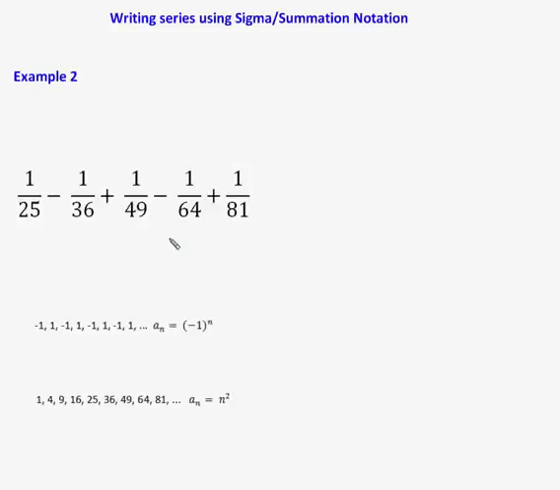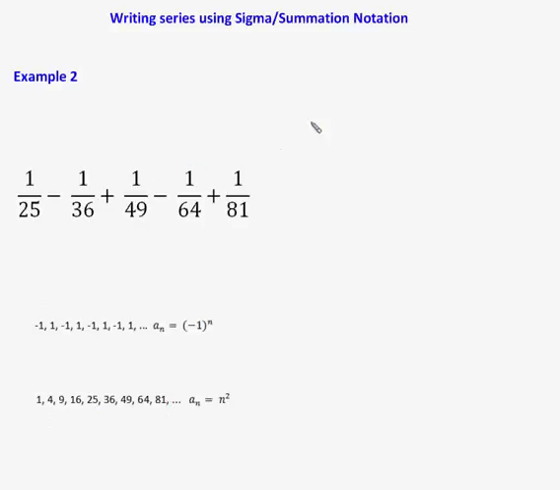Let's do another example. Notice in this example all my numerators are 1, but it alternates in sign. Positive, negative, positive, negative, positive. Well, we have a sequence for which we wrote an explicit formula that alternated in sign. The one we had shown in this video starts at negative 1, not positive 1. So we were going to have to adjust our formula accordingly. Also, my denominator is perfect squared numbers, but it does not start with the first perfect square in this sequence. In fact, it starts at the 5th.